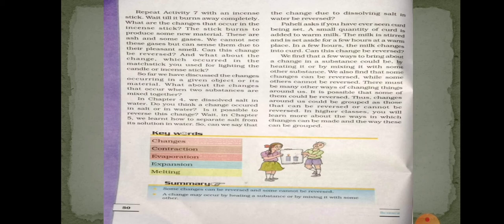Can this change be reversed, and what about the change which occurred in the matchstick you used for lighting the candle and incense stick? Now here is the activity we have done, and you can see that as we are burning the matchstick, the size of the matchstick is becoming smaller and smaller, and it also produces light and smoke and ash. We cannot get the matchstick back, so it is an irreversible process.